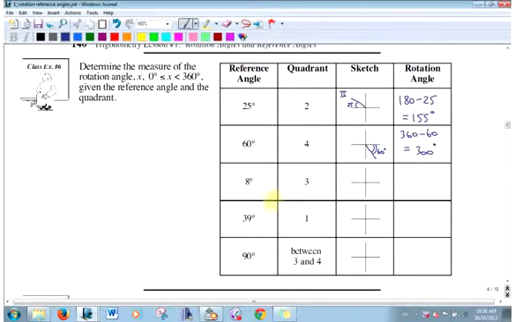8 degrees, quadrant 3. This is quadrant 3. 8 degrees is not very far away from that axis. I'm not even going to write 8. I won't be able to see it. What's that in standard position? From my starting point, I'm going to add that to 180, and that's 188 degrees. Okay, this is the easiest one. Quadrant 1, 39 degrees. That's my reference angle, which means that's also how I get there from the starting position, right?